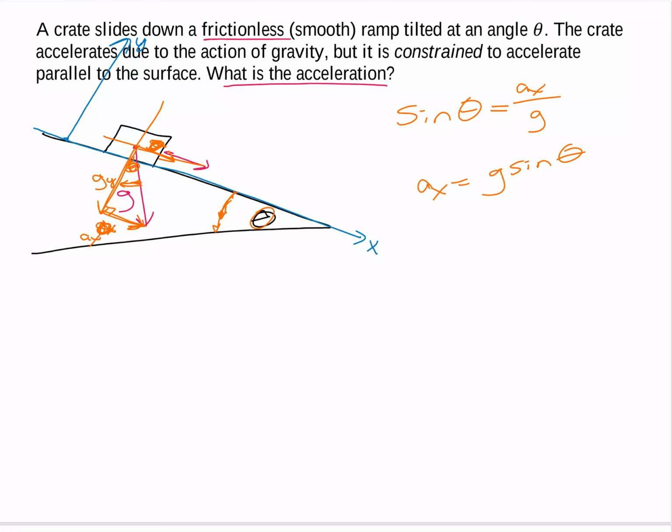And that's it. What is g? 9.8. g is 9.8 meters per second squared. Not negative. g itself is positive. So then sine theta, whatever theta is. Now, would this acceleration be positive or negative based on the way we have our axes assigned? Positive, because we assigned positive x to the right, in this direction. So we're accelerating positive down the ramp.